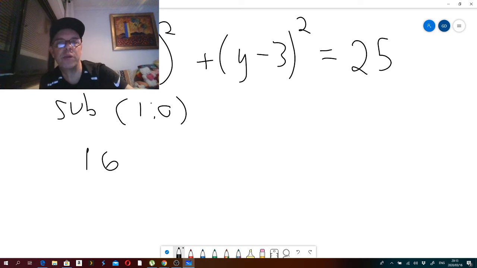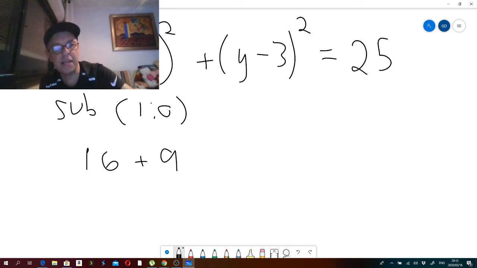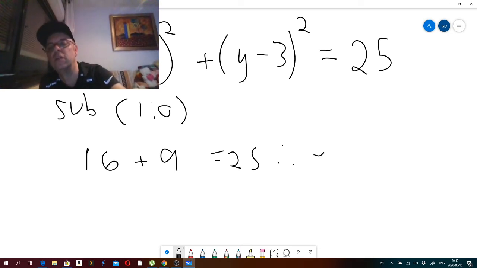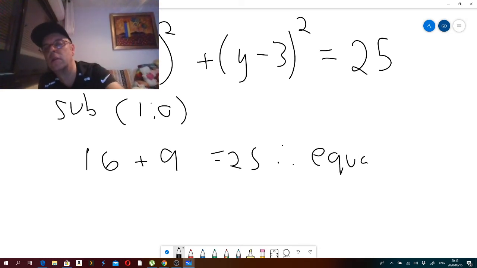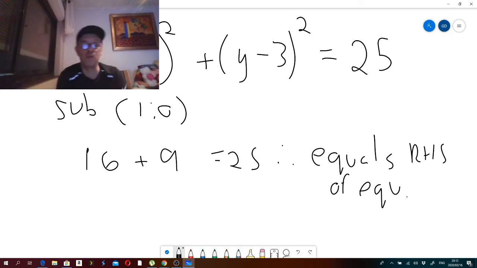And if we put 0, we get 0 minus 3, which is minus 3, and minus 3 squared is 9. So we get 9. And does 16 plus 9 equal 25? Yes, it does. Therefore it equals the right-hand side of the equation. And since it's true, it means that we've shown that it is a point on the circle.